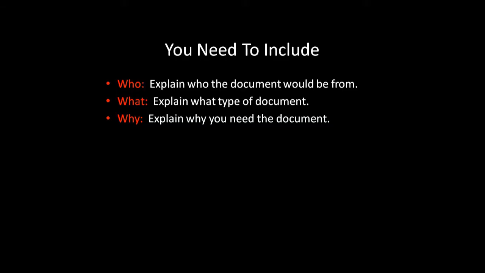You need to include the who, the what, and the why. So first, who. Explain who the document would be from. So you say this is a document from a government official. You don't need the name of the person. You just need the concept. This would be a document of a freed slave. This would be, or the who, a freed slave. So the who is important. Always list it in the request for your extra document.